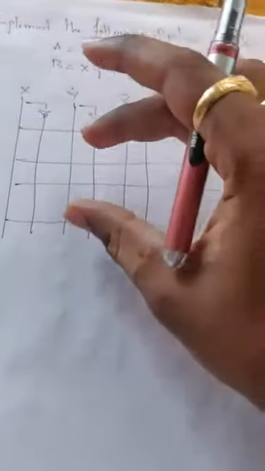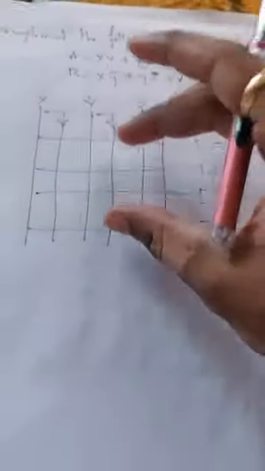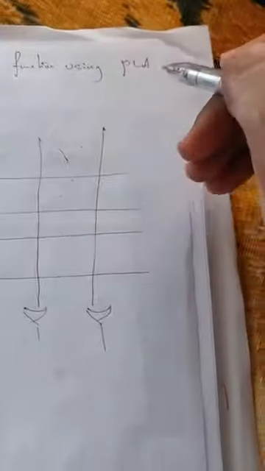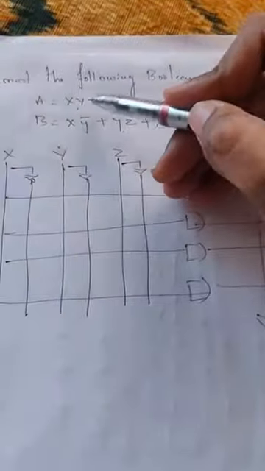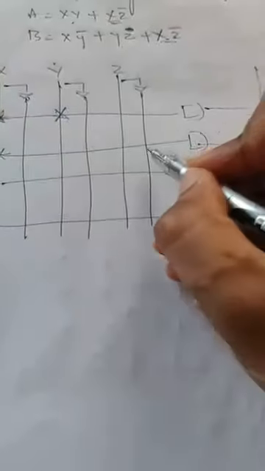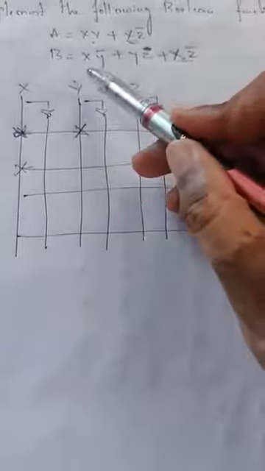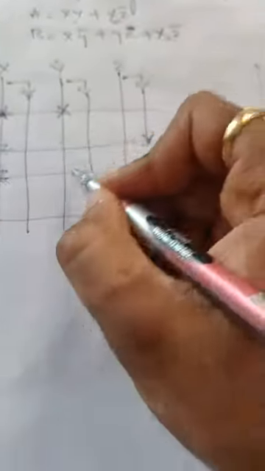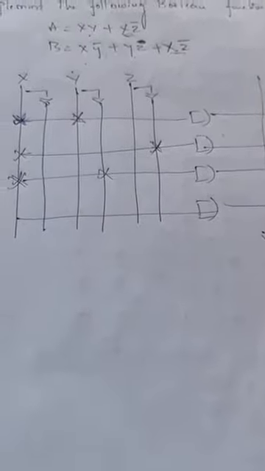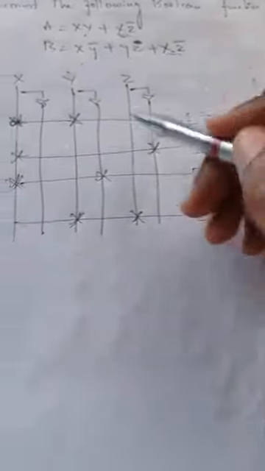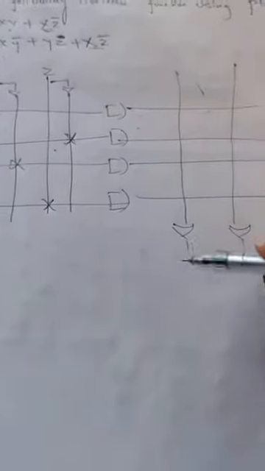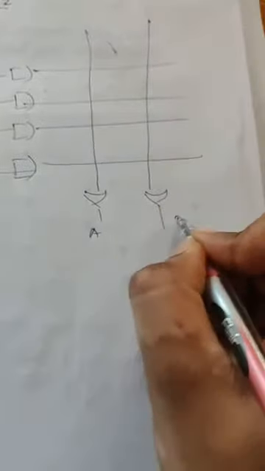We are supposed to apply the changes with respect to the AND array as well as the OR array, both here, because this is a programmable logic array. XY, where is XY? Here it is. X, Y. Then XZ bar, X, Z bar. Then XY bar, X, Y bar. YZ bar. XZ bar is already done here. So this is A, this is B.